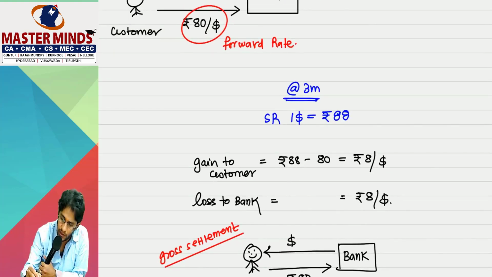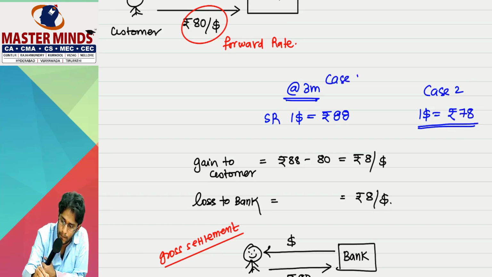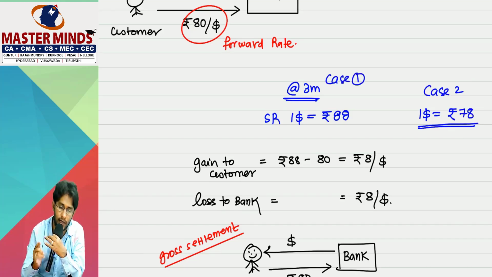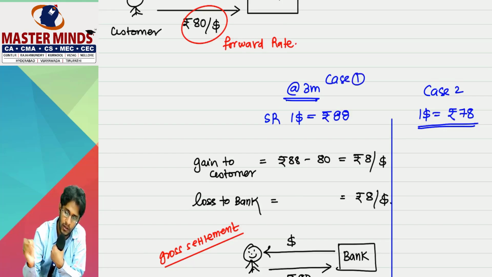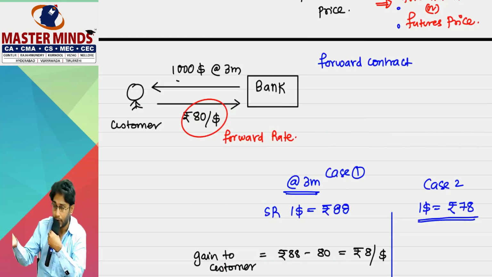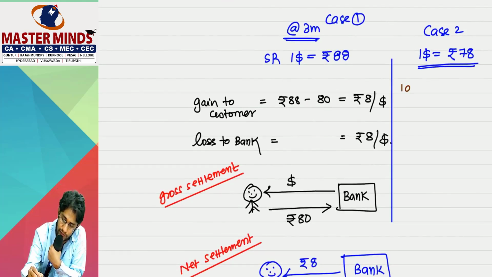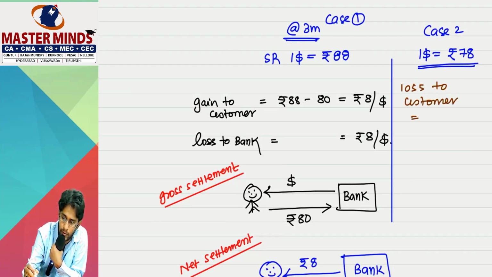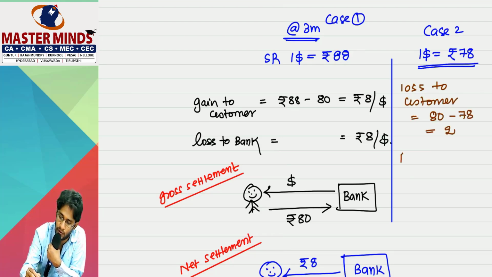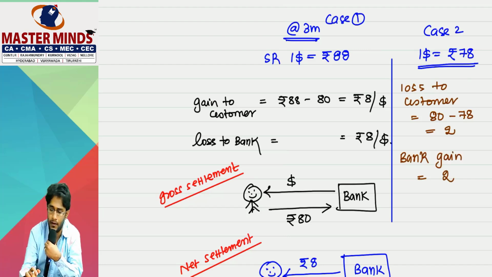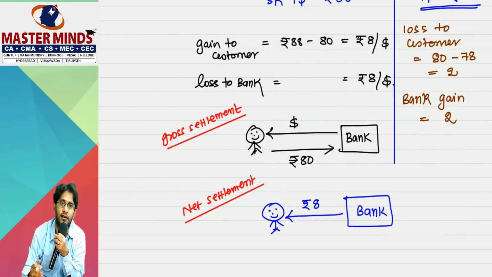Suppose the dollar rate is not 88, it is 78. When the market dollar rate is 78, I agreed to buy dollars at 80 under the contract. So definitely the customer will be at a loss. Loss to the customer. How much loss? I am buying at 80, but the market rate is 78, so 2 rupees. So the bank will definitely make a gain in this. How much gain? The same 2 rupees. Settlement and all drama the same. The only thing is this side, this time will be a little sad.